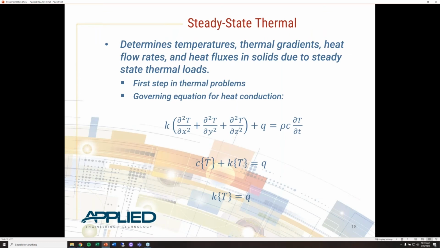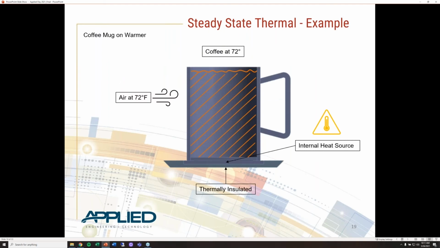Moving on, we'll briefly talk about steady state thermal here. Steady state thermal analysis determines the temperatures, thermal gradients, heat flow rates, and heat fluxes in solids due to steady state thermal loads. Similar to buckling analysis, this is the first step in thermal problems. I do have the governing equations for heat conduction listed here, simplified into their matrix and linear matrix form at the bottom there. So, a similar set of equations to our previous slides.